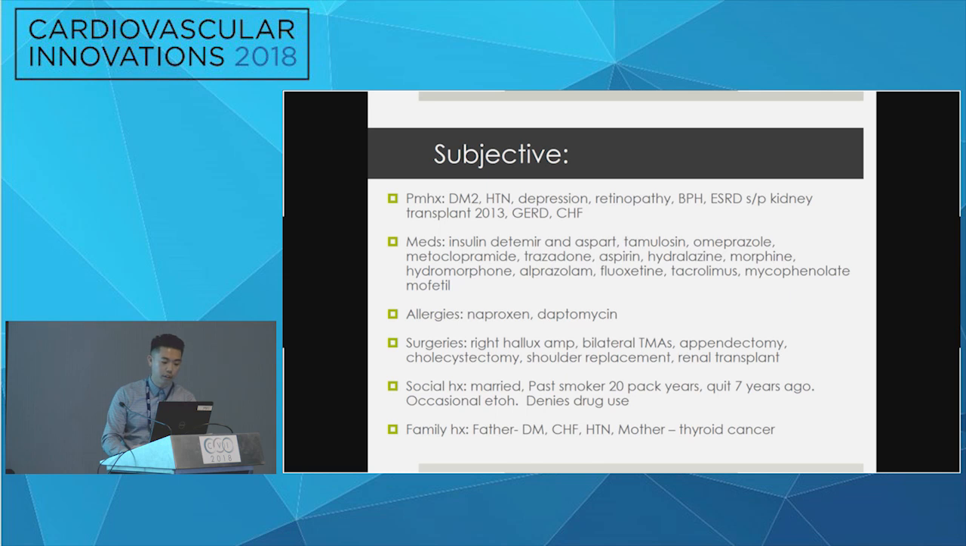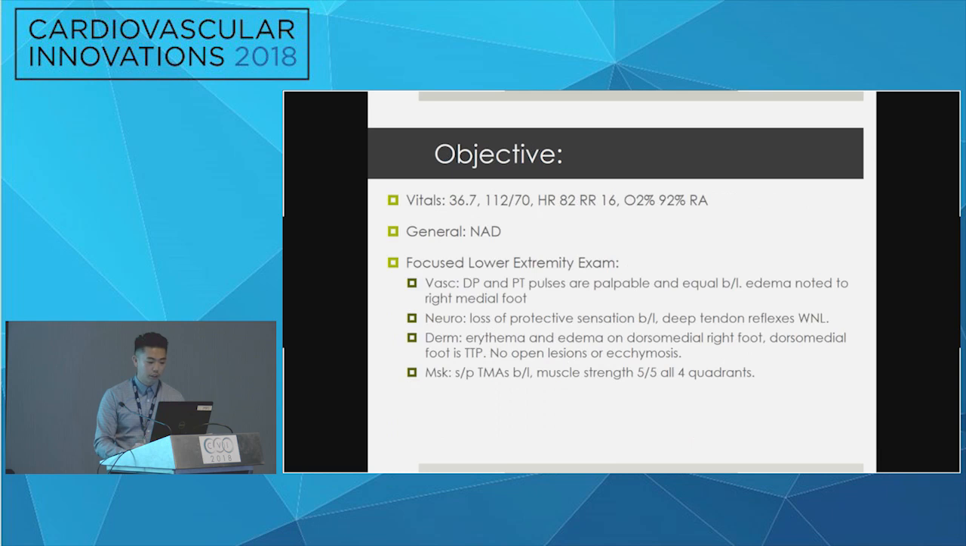His past medical history: diabetes, hypertension, status post kidney transplant, and a huge list of medications. He's on immunosuppressants. He had a past history of limb salvage, where he had multiple ulcerations of his digits on his right foot and his left foot, and that resulted in getting a TMA. He used to be a smoker, but he quit about 7 years ago. Currently, occasional alcohol use. His family history is on here. His vitals: he was afebrile, and his vital signs were stable. Vascular: DP and PT were palpable. He had some edema to the right medial foot and loss of protective sensation.